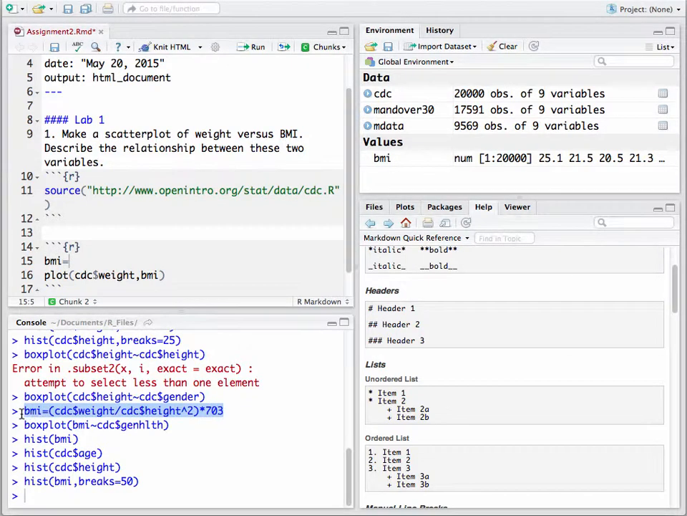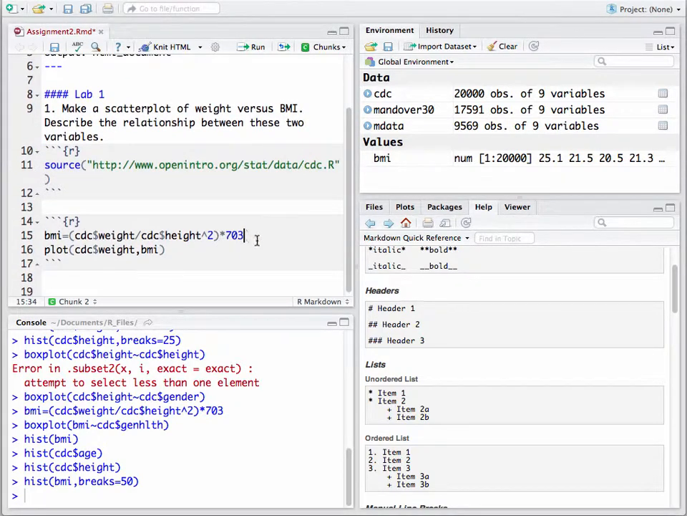Actually, it's really easy to do because I can come down here and steal it from the console. I can just copy and paste it right out of the console. It's a very nice feature. Anything that was in the console, you can cut and paste and put up into your R markdown file. Okay. All right. So we're going to plot those two.